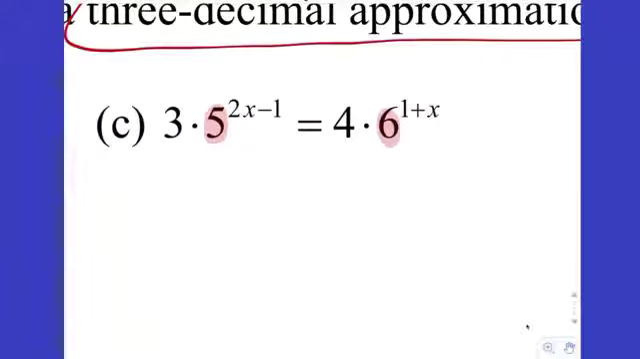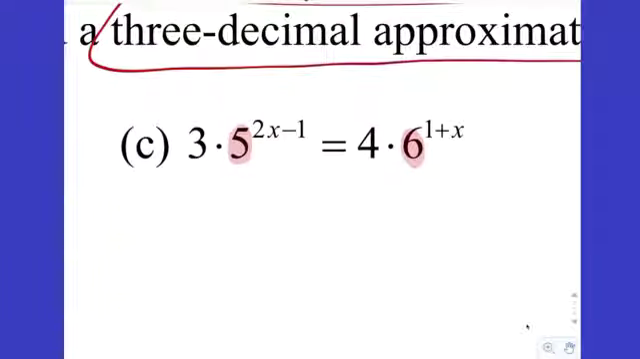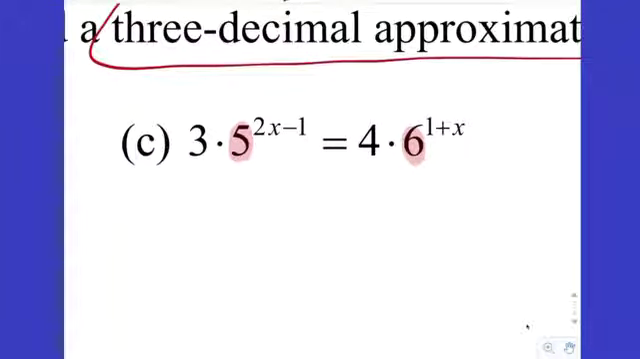Now, if one of them was 5 and the other was 25, or if the right one was 6 and the other one was 36, then it'd be possible. So we're not going to have to try and clear out the 3 and the 4. We're just going to embrace it as it is. And because we have different bases, we're not going to take log base 5 of both sides, and we're not going to take log base 6 of both sides. We are going to take the log of both sides, but what base are we going to use? The natural base, right, which is ln. So that would be your next step.